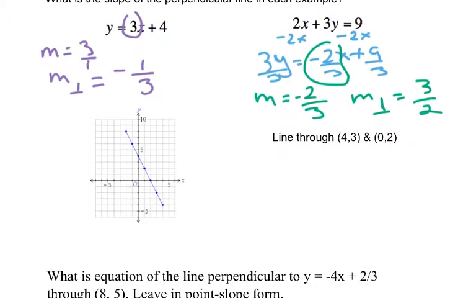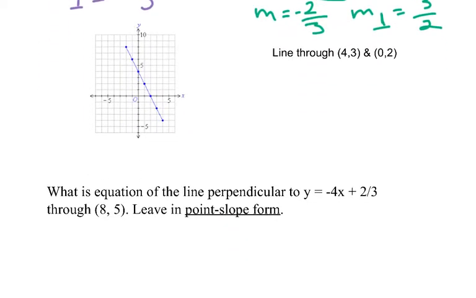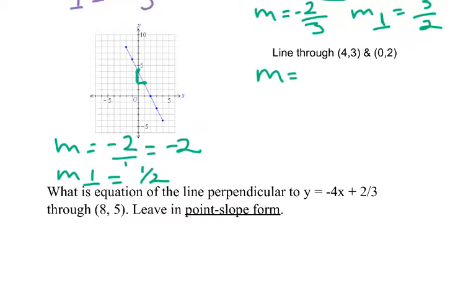Okay, in our next example, we're given a graph, so let's look at calculating our initial slope. We can connect this point and that one, and our slope here is down 2 and over 1. So our initial slope is -2. Our perpendicular slope is going to be the opposite, so positive, and the reciprocal of 2 over 1 would be 1 over 2, 1/2.